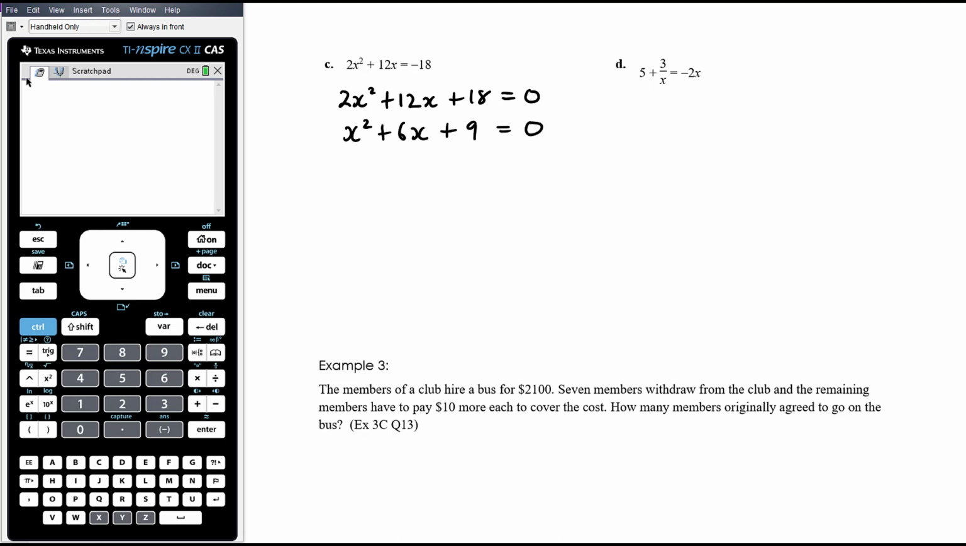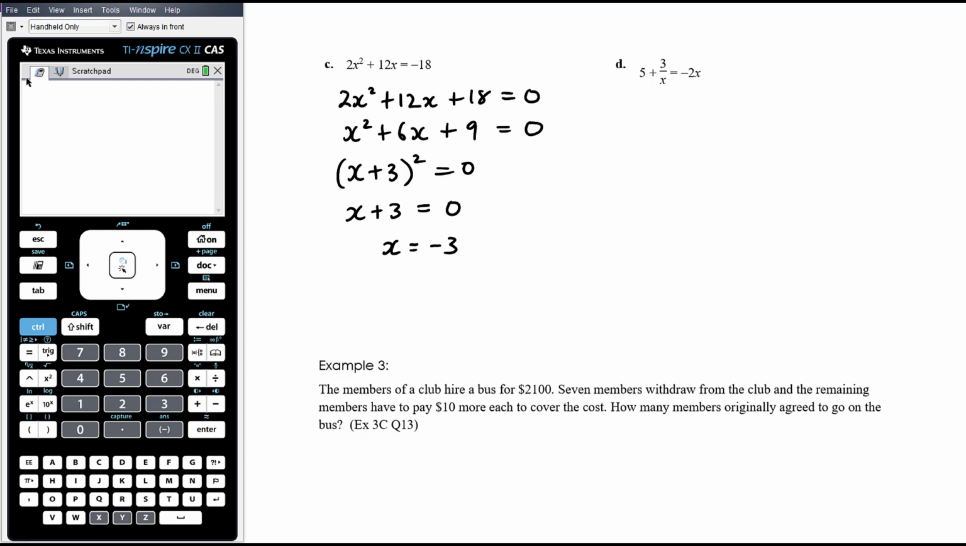Factors of 9 that add up to 6 are 3 and 3, so this is actually a perfect square. It's x plus 3 all squared. This actually can be solved by rearrangement. Square rooting both sides, square root of 0 is 0, so x plus 3 equals 0. So x equals negative 3, so there's just one solution to that quadratic equation.